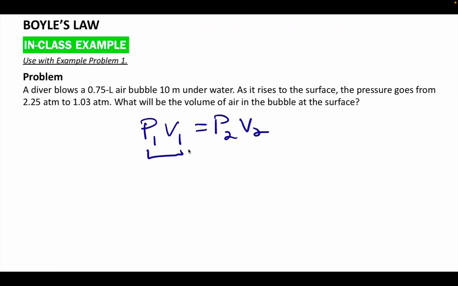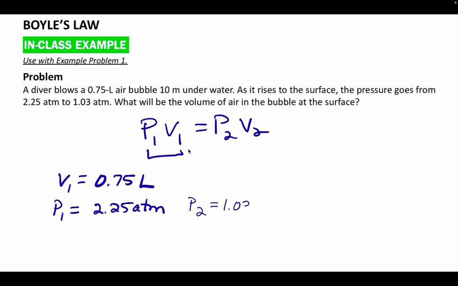So when we read this question, the diver blows a 0.75 liter bubble when they are 10 meters underwater. And so that would be our original volume. And then they rise to the surface and the pressure changes. So the initial pressure is 2.25 atm. And then when they get to the surface, the new pressure is 1.03 atm. And then we want to know what would the volume of that bubble be.